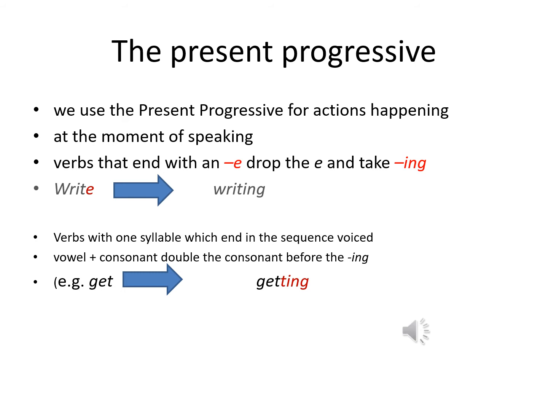Verbs that end with an E, drop the E and take ing. Write, writing. As you notice here, we will drop the E before adding ing. Verbs with one syllable which end in the sequence vowel plus consonant, double the consonant before the ing. Get, getting. Run, running. Swim, swimming.